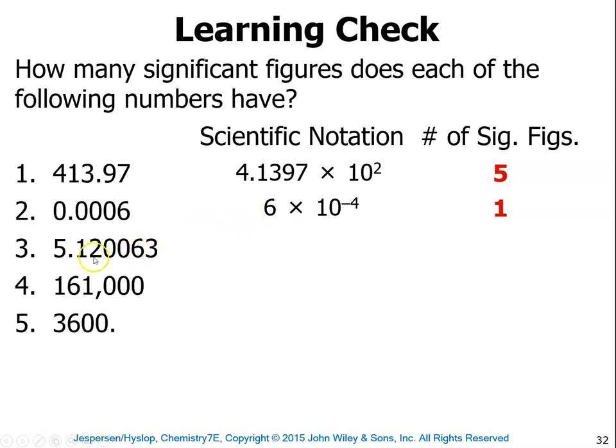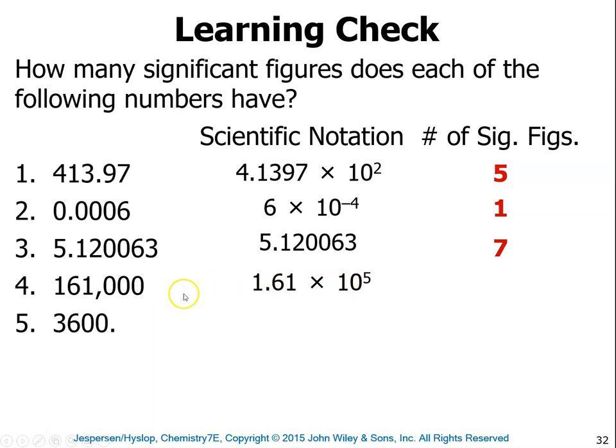For number 3, we can't change this into scientific notation. It's already in that same format. It's got one space in front of the decimal point already. So any zeros in between numbers are going to be significant. The total number of digits here is 7. They're all significant. Here we have number 4, it's 161,000.